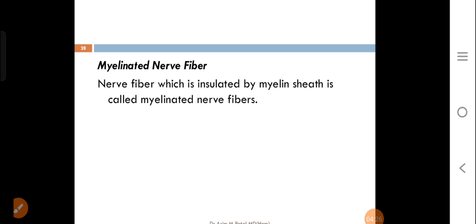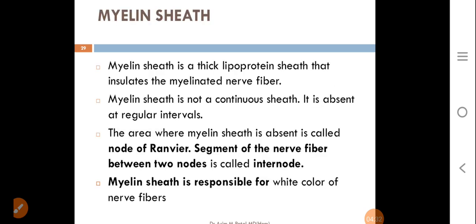Next is the myelinated nerve fiber, which is insulated by myelin sheath. Myelin sheath is a thick lipoprotein sheath that insulates the myelinated nerve fiber. It is not a continuous sheath; it is absent at regular intervals. The area where myelin sheath is absent is called the node of Ranvier, and the segment of the nerve fiber between two nodes is called the internode. Myelin sheath is responsible for the white color of nerve fiber.